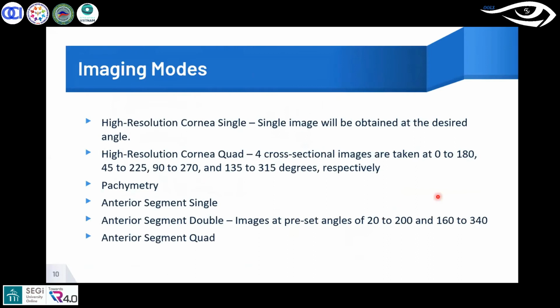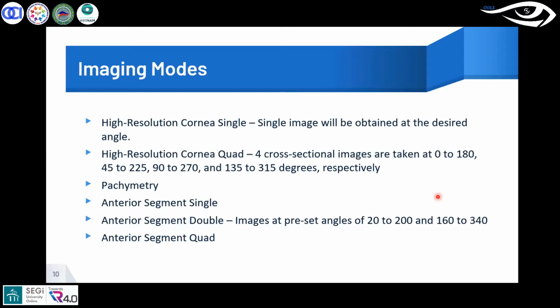So now moving on to the various imaging modes that are available in an OCT. The first one is a high resolution cornea single. So this can be obtained at a particular resolution and at a particular location. And in case of a cornea quadrant, the images will be taken at 4 different quadrants. So you will have the first image between 0 to 180 degrees, the next one at 45 to 225 degrees, and the other ones follow like that.